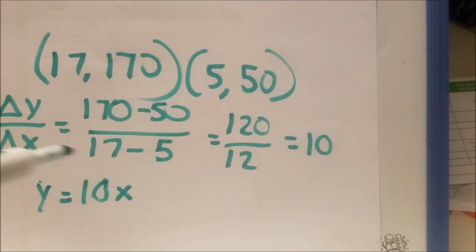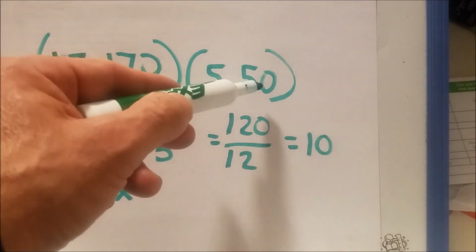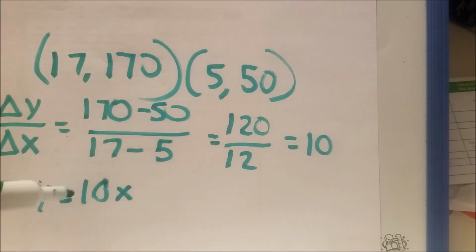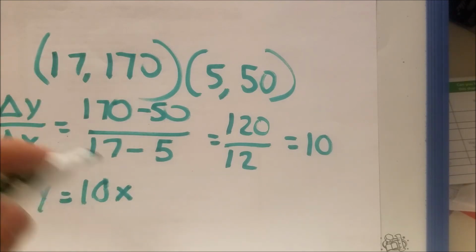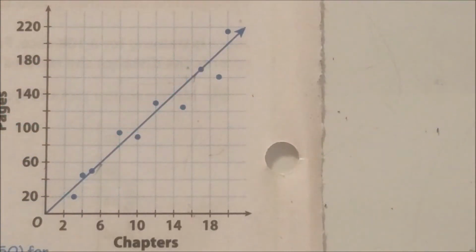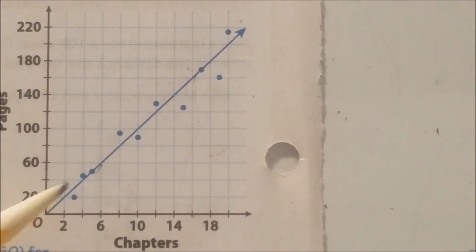Right, so when x is 5, y is 50, just like it said. When x is 17, y is 170. So here's our equation. This is our line of best fit equation, or our trend line equation. And we can make predictions based on that. So as we see here, it is going through the origin. That's where the y-intercept is. And it's making a trend.